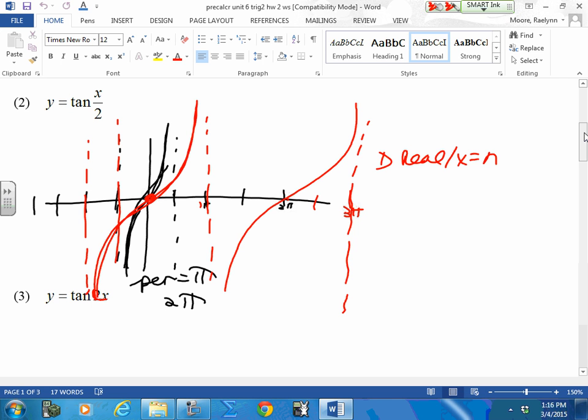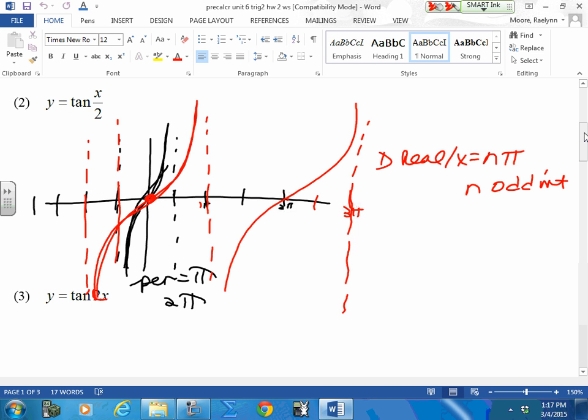N pi, and odd integer. See it? I like the tangent. It's not continuous, I get it. But its period is right smack in the middle. Yes? It's not pi over 2. Well, not on this one. Not on our new one. Because look where my asymptote is. At the 1 pi, at the 3 pi.